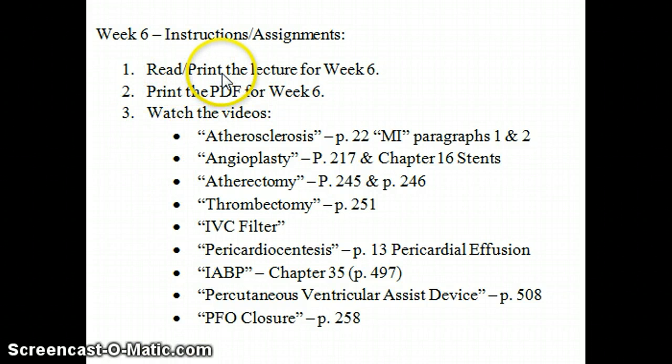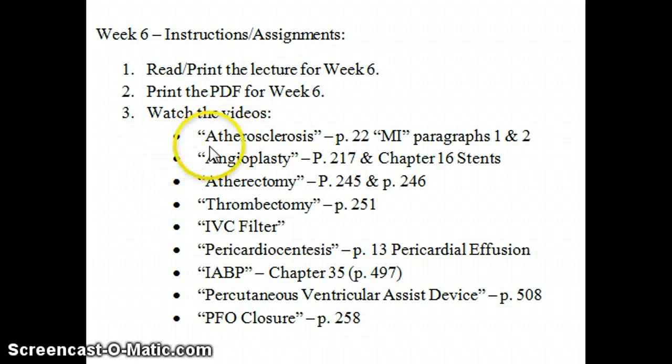So again, you'll want to print out the lecture for week 6 and print out the PDF for week 6. So hopefully you are printing all of these things out. Sometimes students get confused with online meaning paperless, and that's not the case. Please do print everything out, and you're kind of keeping your own textbook, if you will, of the notes and things. Anyway, please print out the lecture, please print out the PDF, and then I have all of the topics that we cover for this week.